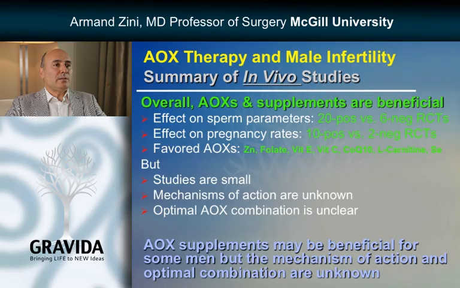So if we were to summarize the in vivo studies, what we can say is that based on the number of randomized controlled trials we have, there is a positive effect on sperm parameters, there is a beneficial effect on pregnancy rates, and the favored antioxidants include zinc, folic acid, vitamin C, vitamin E, CoQ10, L-carnitine, and selenium. But it's important to remember that these studies are small, that the mechanisms of action are unknown, and the optimal antioxidant combination has not been defined. So keep in mind that these supplements may be beneficial, but we still don't know the exact combination that we should use, and the mechanism of action has not been defined.